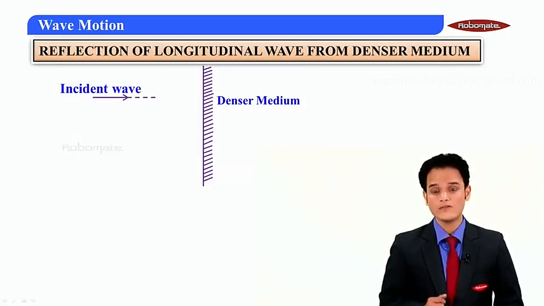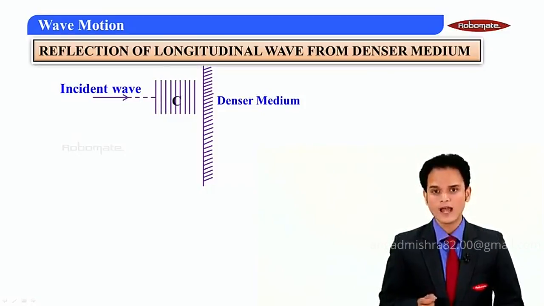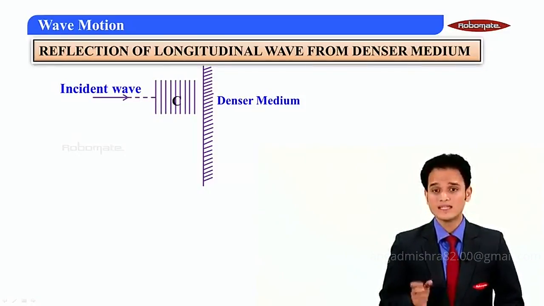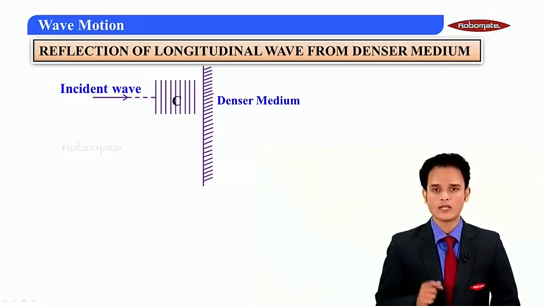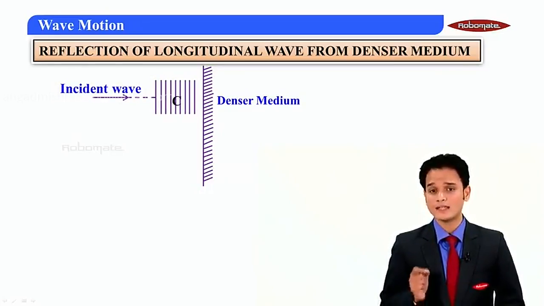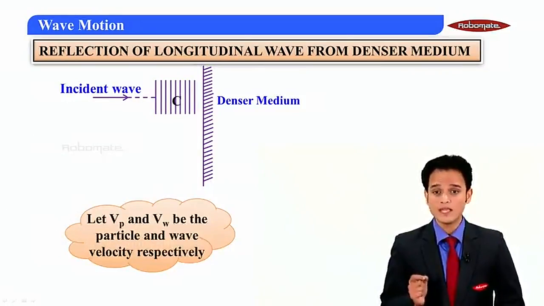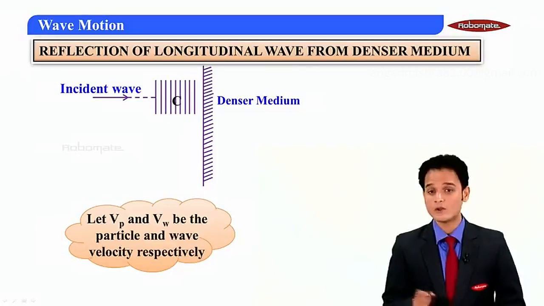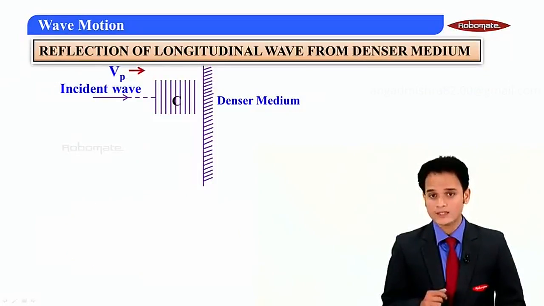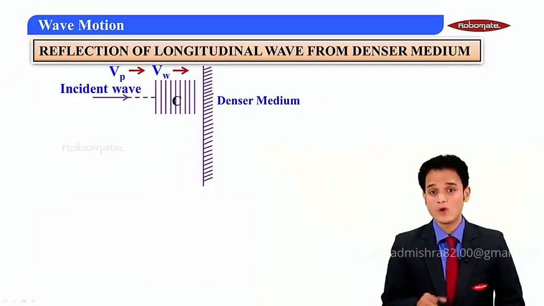Now this longitudinal wave consists of what? Compression and rarefaction. We will study the incidence of a compression on a denser medium. Now students, how are the particle velocity and the wave velocity in case of a longitudinal wave? Let Vp and Vw be the particle and the wave velocities respectively. So the directions are going to be exactly this way. So Vp and Vw will be in the same direction.